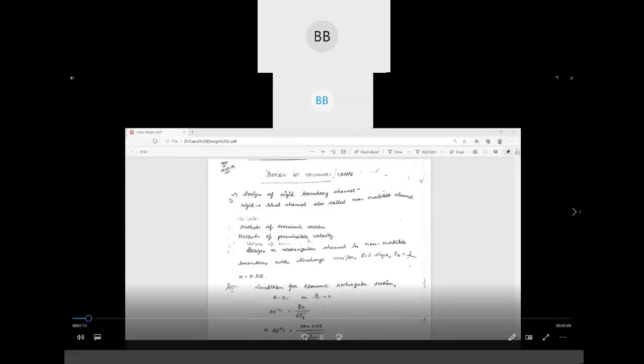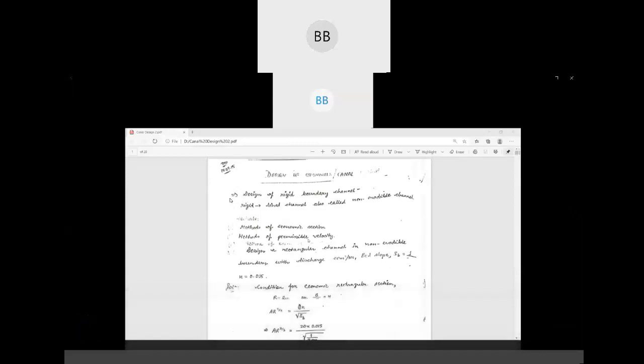You see, we have already completed that canal design process for mobile boundary. Okay, so today we are going to discuss the process for designing canal.